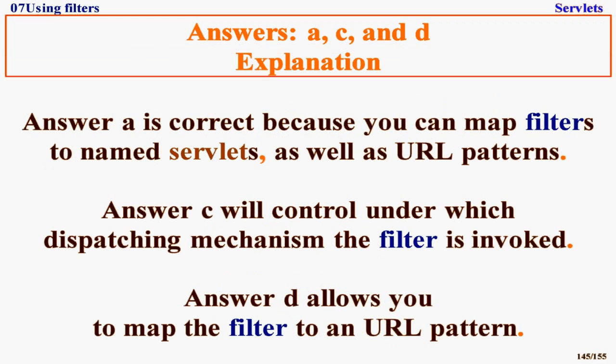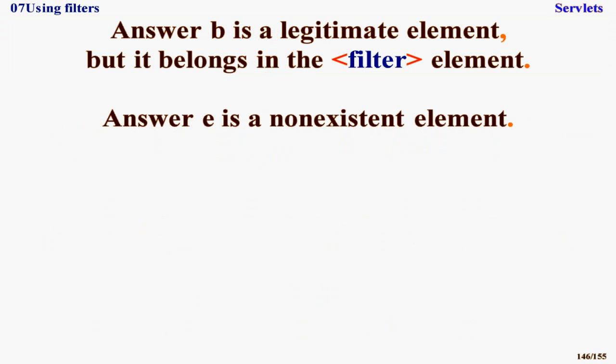Explanation. Answer A is correct because you can map filters to named servlets, as well as URL patterns. Answer C will control under which dispatching mechanism the filter is invoked. Answer D allows you to map the filter to a URL pattern. Answer B is a legitimate element, but it belongs in the filter element. Answer E is a non-existent element.